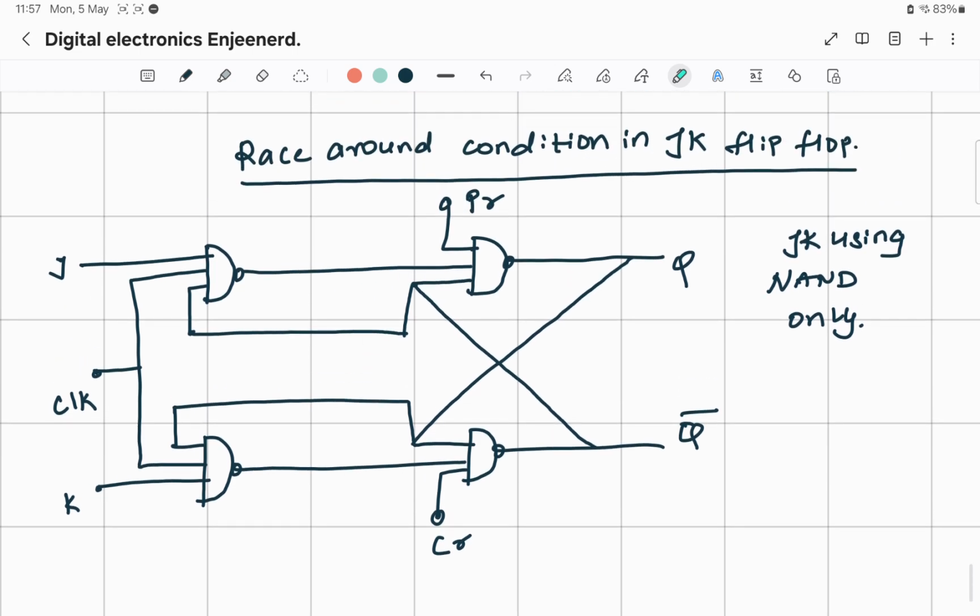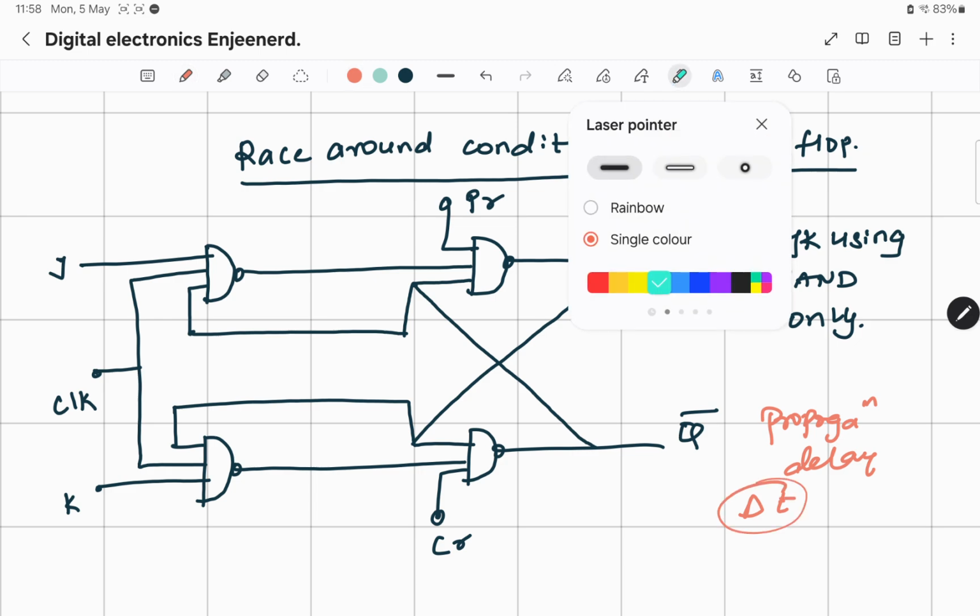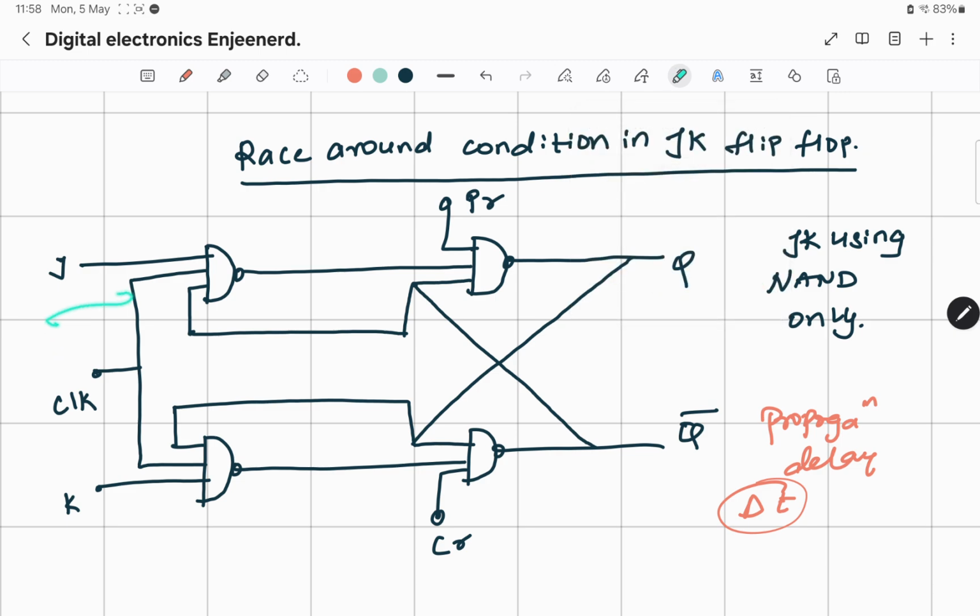Before we go to race around condition, there is a concept called propagation delay. What is this propagation delay? It is the time delta t taken by this entire flip-flop to respond: when I apply the input and the time I get the output, the time duration between input and output is called the propagation delay, which is denoted here as delta t.